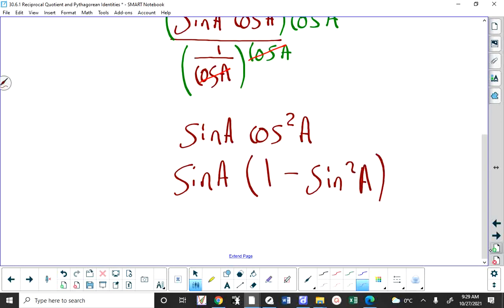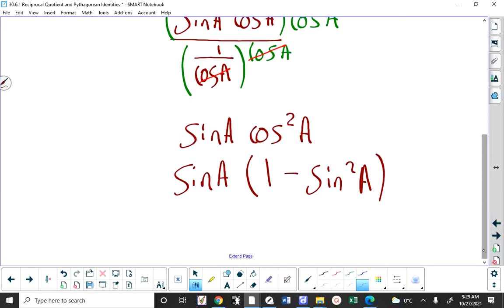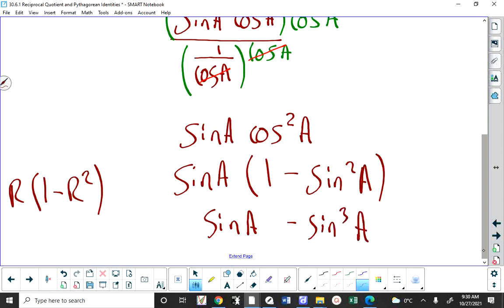And I hope that you recognize that I believe that's choice D. It's not written exactly the same way as choice D. Choice D is sine of A minus sine cubed. But if we multiply this through, this is no different than having r times 1 minus r squared. You cannot rely on that crutch of changing out the trigonometric expressions for other letters, but it's the same idea. If you expanded this, you'd get r minus r cubed. If you expand this, you get sine of A minus sine cubed. Is that okay, Makai? Okay, good.